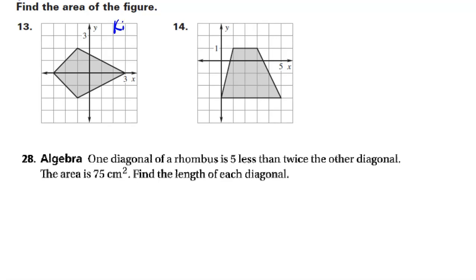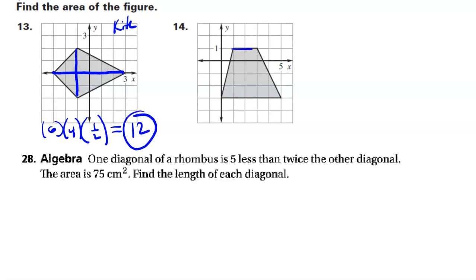This figure over here is a kite. So basically, I got to do diagonal times a half. So 1, 2, 3, 4, 5, 6. 1, 2, 3, 4, times 1/2. 24 times a half is 12.